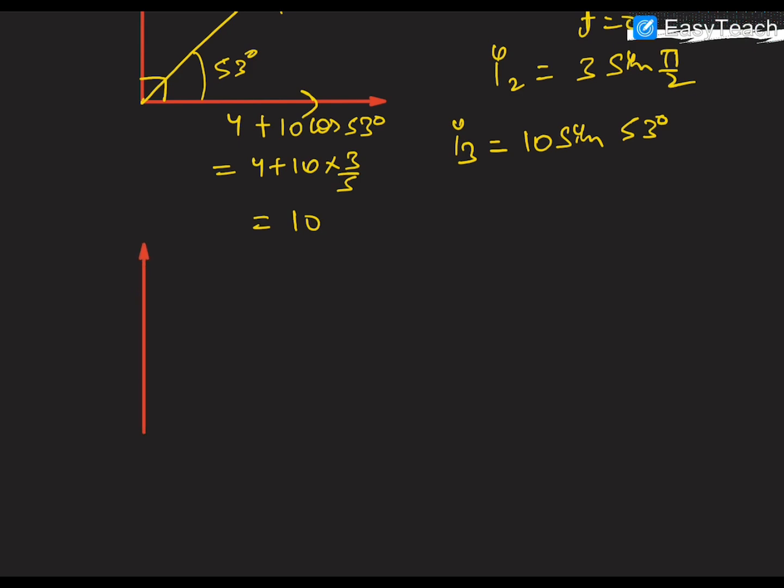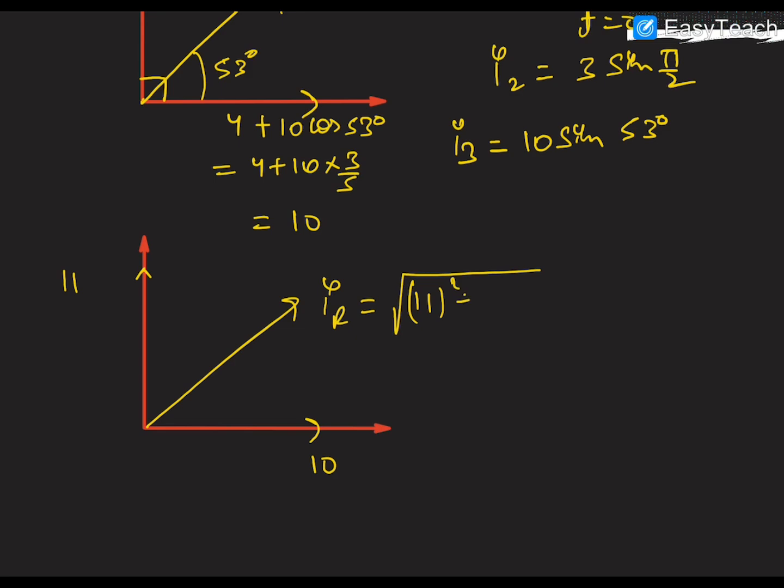So we can finally write it down. Yeah, this is the y-axis. First of all, let us draw the y-axis. This will be the x-axis of the phase diagram, and the net current on the x-axis is 10, and the net current on the y-axis is 11. So the resultant current, I resultant, will be under root of 11 square plus 10 square. So it would be under root of 221.